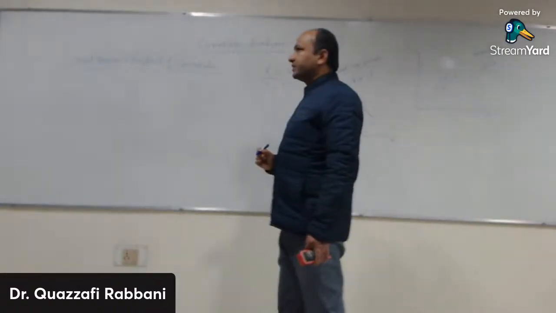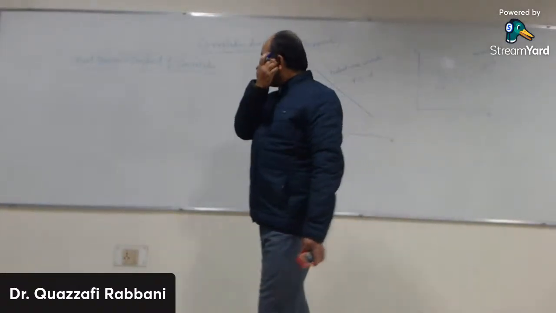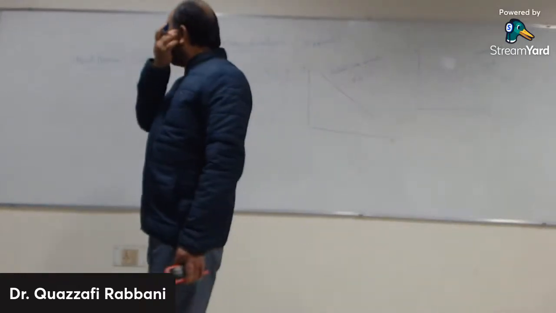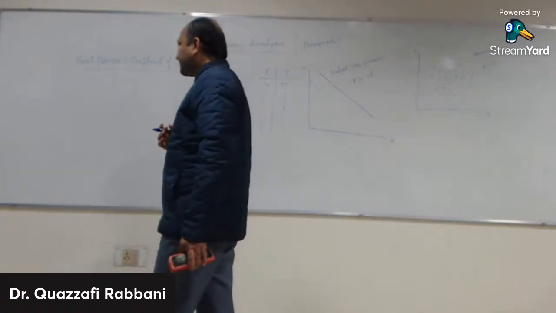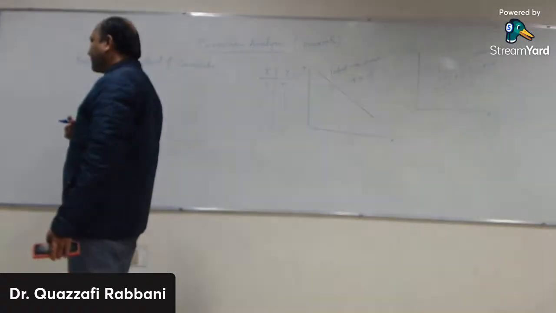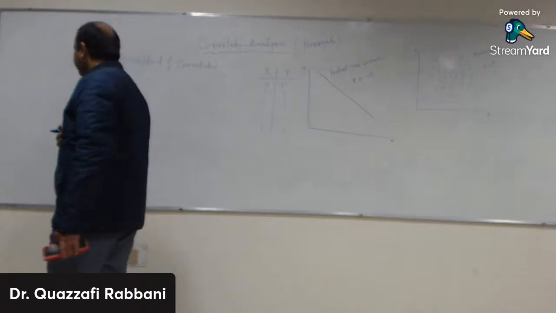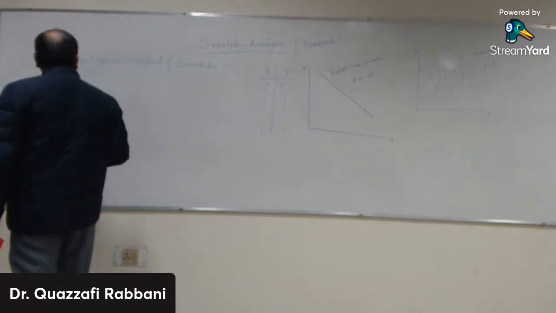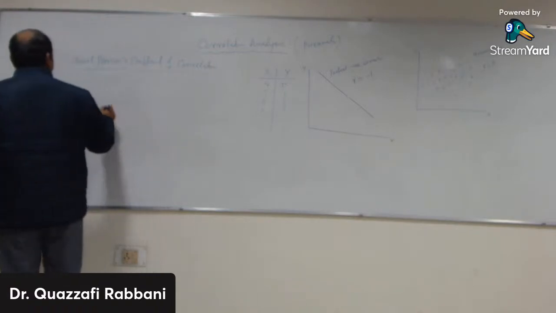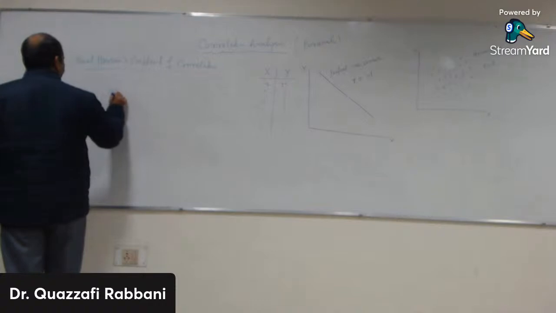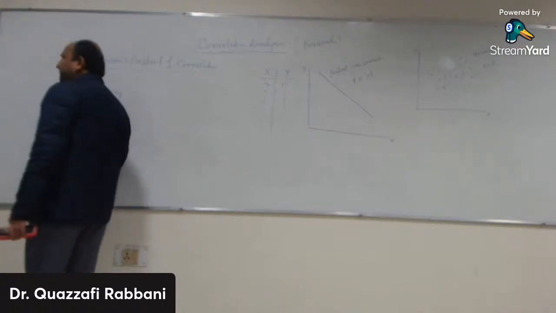Karl Pearson's coefficient of correlation. Using this, we get the degree of correlation, how strong or weak the relation is. Suppose we have two variables x and y, then the correlation between x and y is denoted by Rxy.